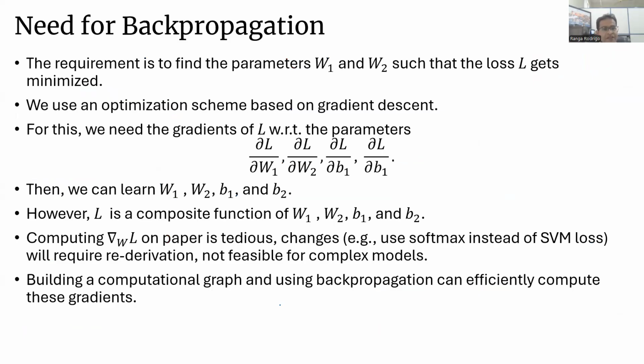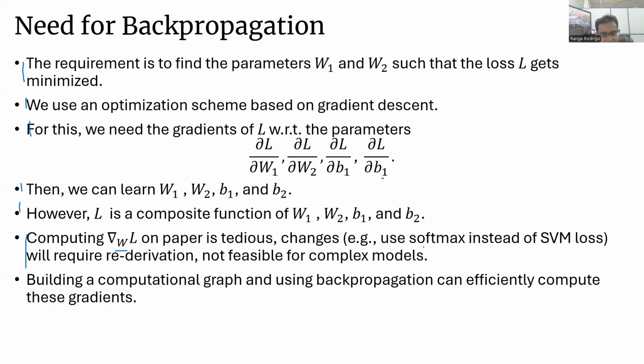So in other words, the requirement is to find the parameters W1, W2 such that the loss gets minimized. We then use the optimization scheme based on gradient descent. For this, we need the gradients of L with respect to W1, W2, B1, and B2. Then we can learn W1, W2, B1, and B2. However, L is a composite function of W1, W2, B1, and B2. Computing the gradient of L with respect to W on paper is very hard. This is a long network, a lot of parameters are there. Doing that on paper to compute the gradient is hard.